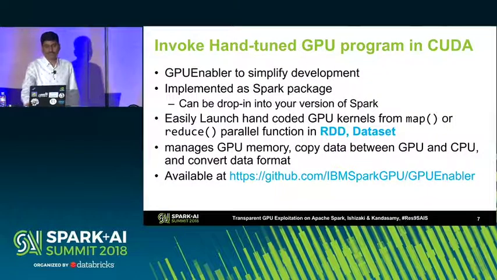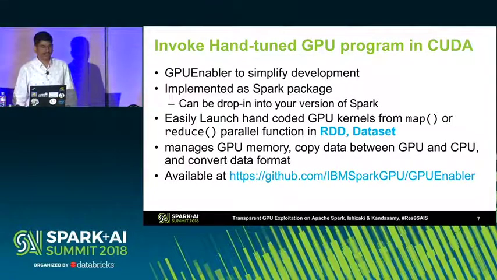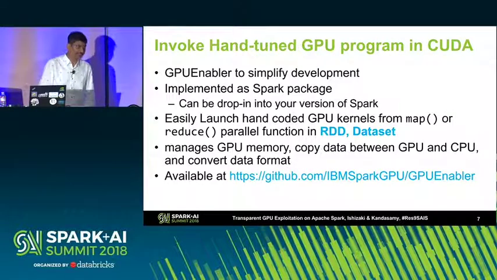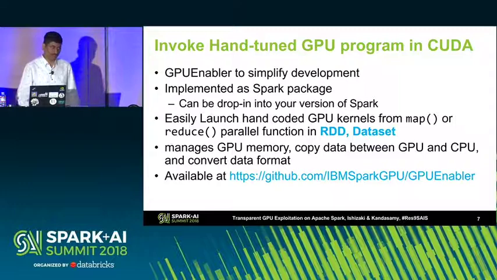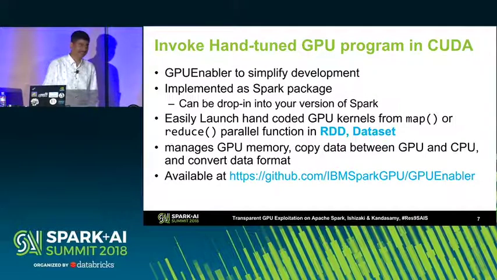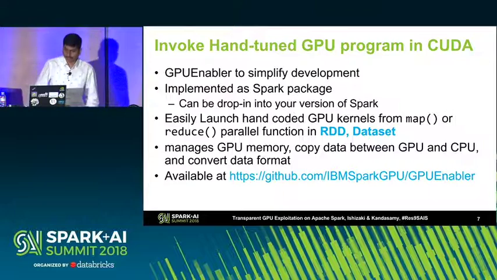The first one is invoking the hand-tuned CUDA kernel, for which we are proposing a package called GPU Enabler. It's an open source package, implemented as an add-on package for Spark. You just need to download this jar file and put it on your path, and then it will automatically add new operators to your RDD or dataset. Then you can simply use those operators in your dataset to invoke the GPU programs.